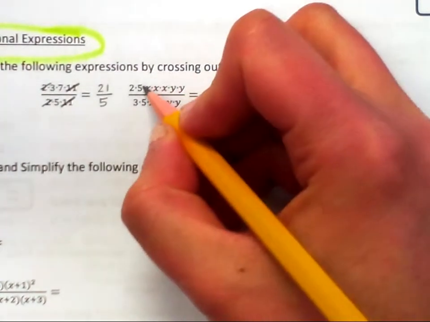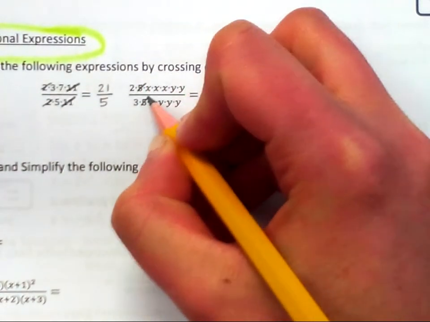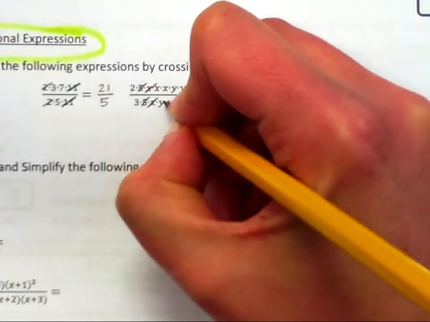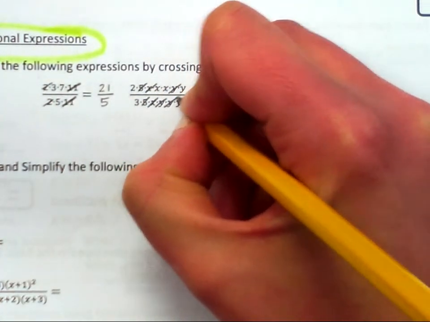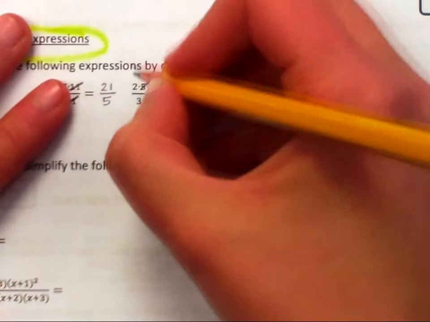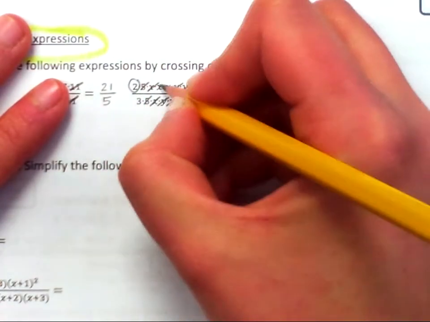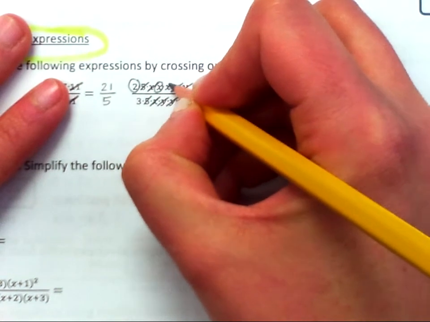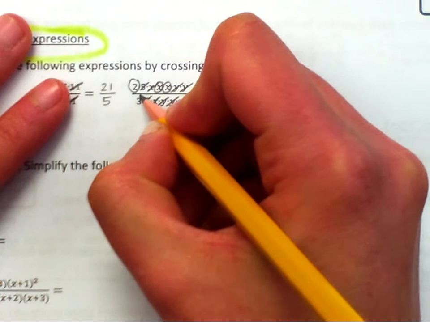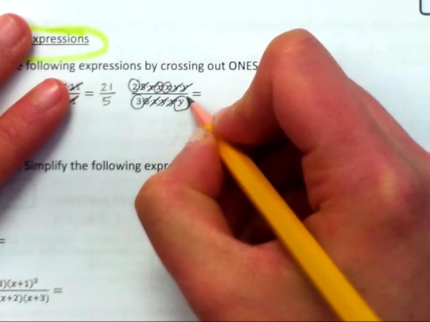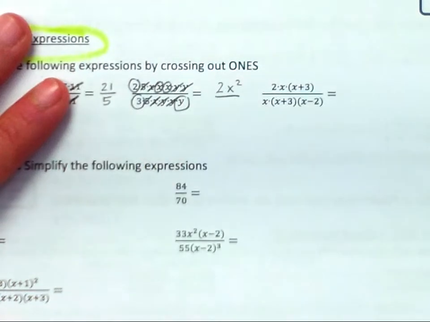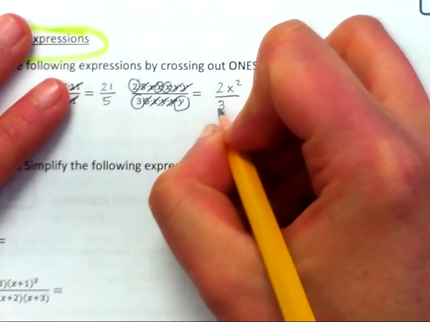Next we can cross out 5, 5, x, x, y, y, another y, another y. Sometimes it gets really hard to see what's remaining, so if you go back and circle what you didn't cross out. So we have a 2, an x, and an x in the top left after all the canceling, and we have a 3 and a y. So that means our answer is 2x squared, because we have 2 factors of x, and 3y in the denominator.